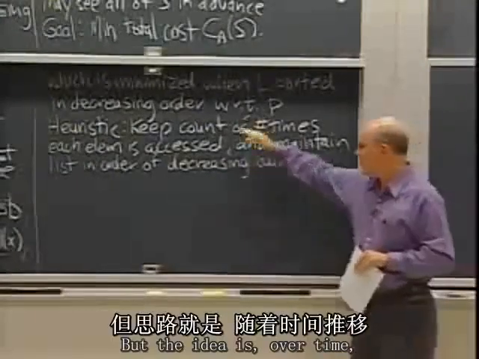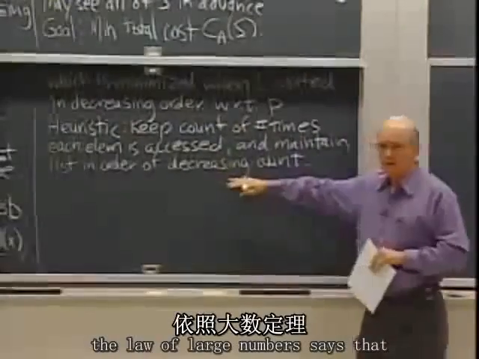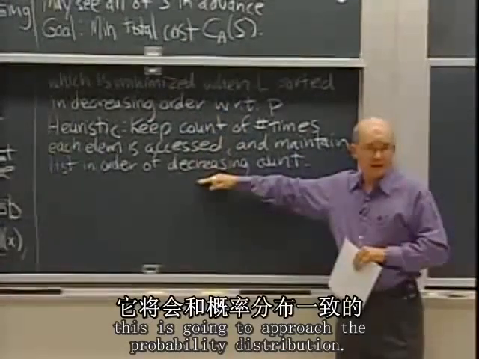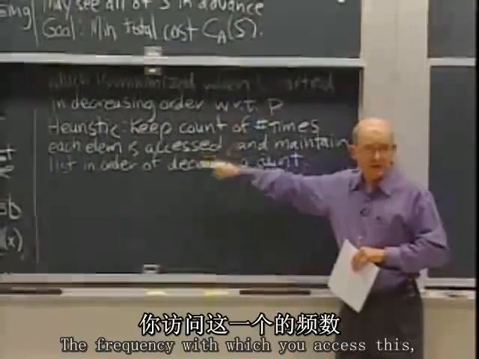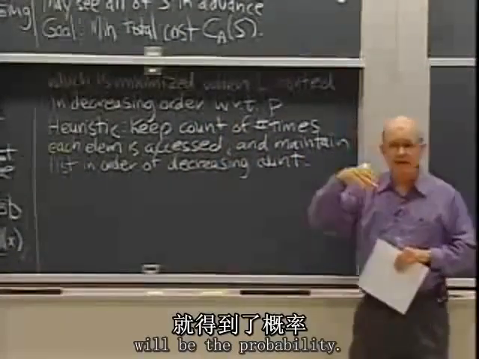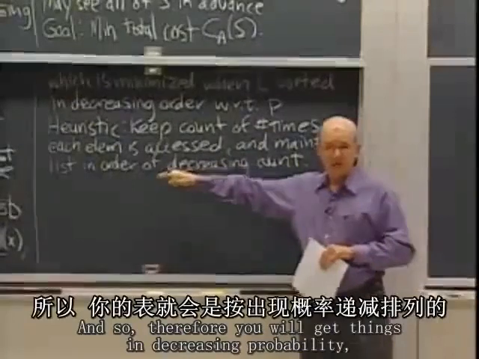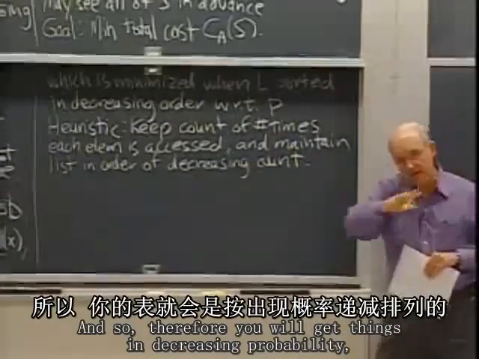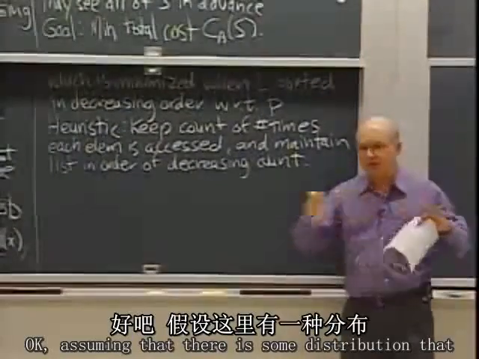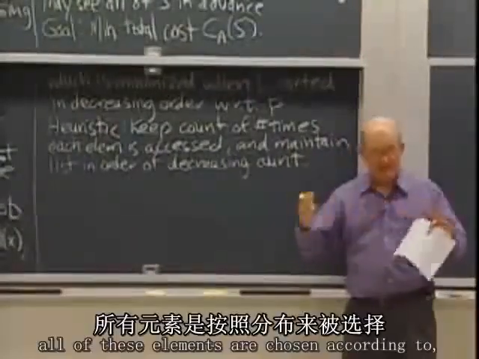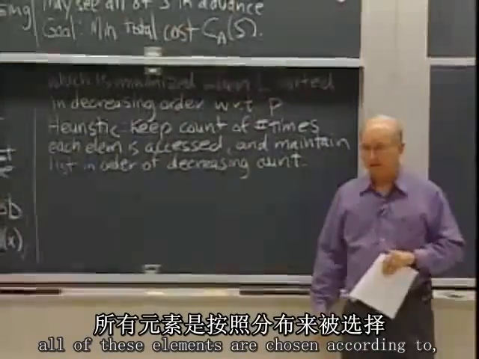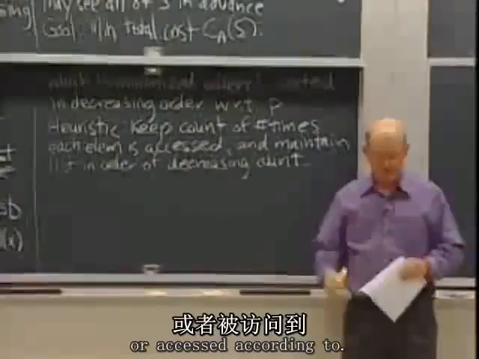But the idea is that over time, the law of large numbers says this is going to approach the probability distribution. The frequency with which you access an element divided by the total number of accesses will be the probability. And so you'll get things sorted in decreasing probability, assuming that there is some distribution according to which all of these elements are accessed.